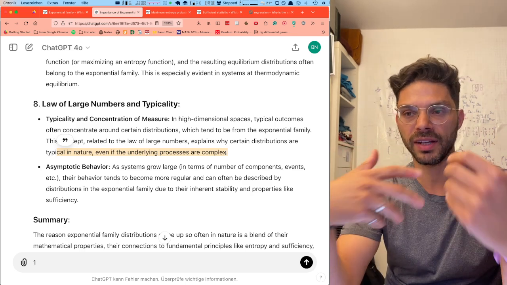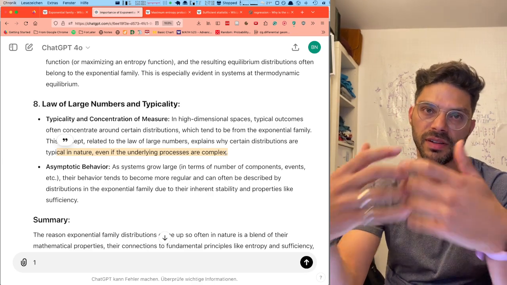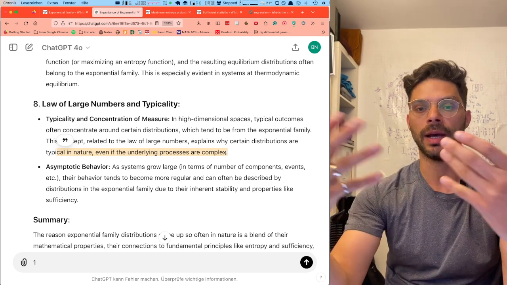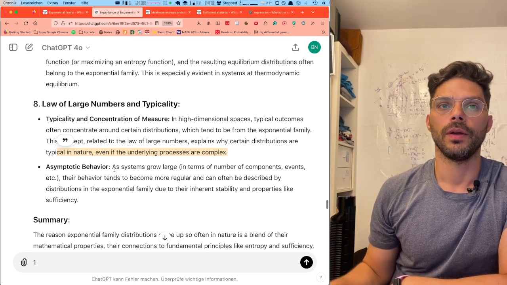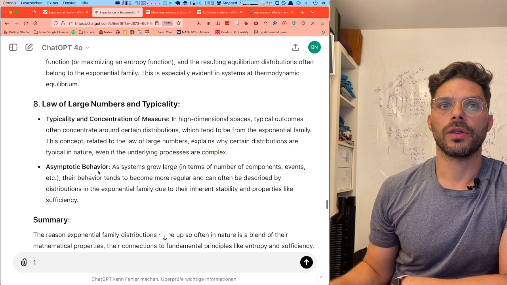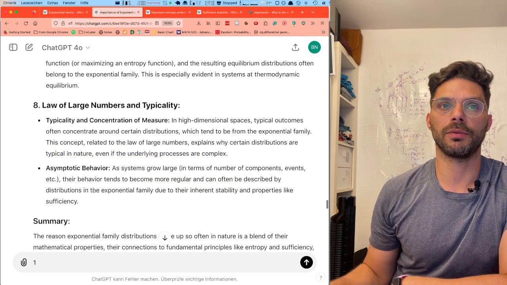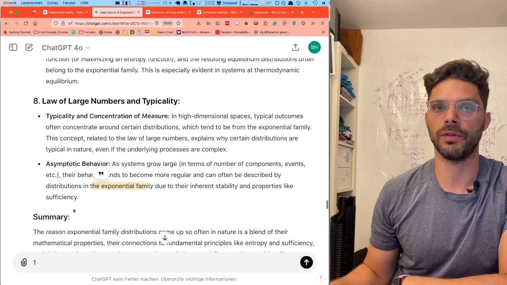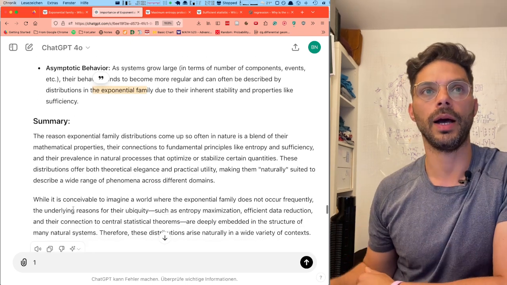So the mixing essentially loses all the peculiarities of the things that went into the sum, aside from some of their very basic characteristics. And then that again has an exponential family feel. You have a small number of parameters describing your system. As systems grow large, their behavior tends to become more regular, again for similar reasons, and can often be described by distributions in the exponential family due to their inherent stability and properties like sufficiency. Okay, so I thought those were really interesting, thought-provoking answers.